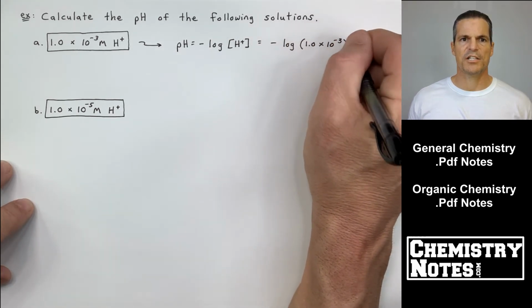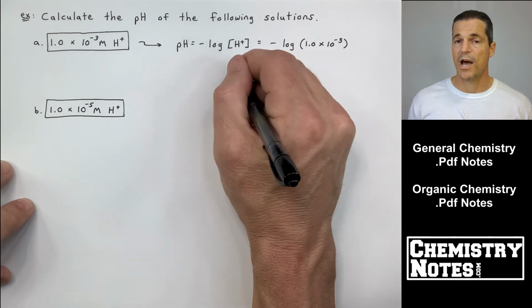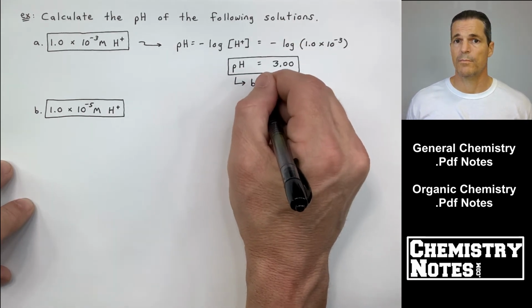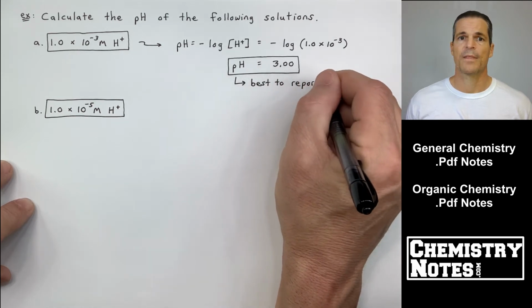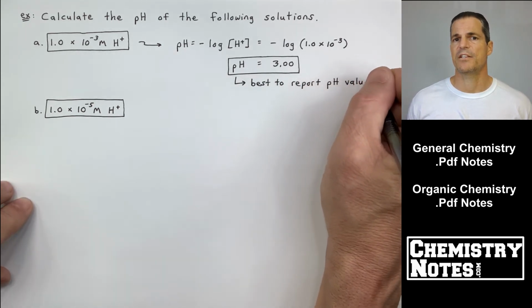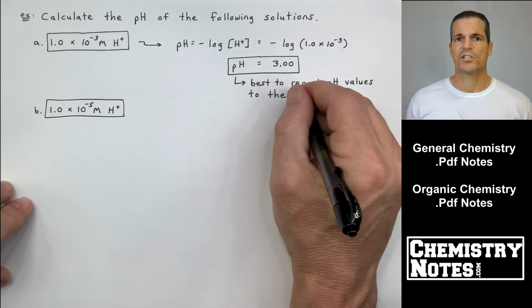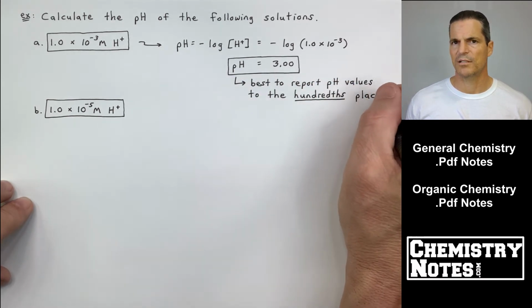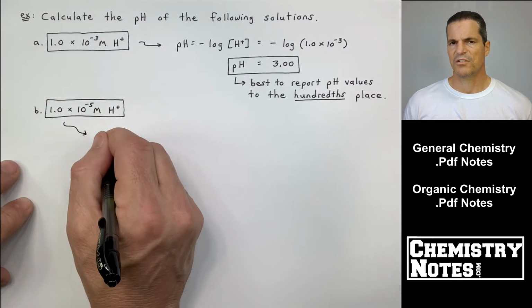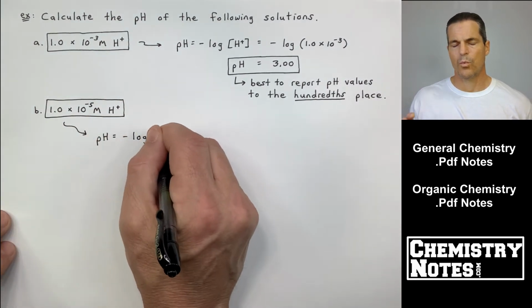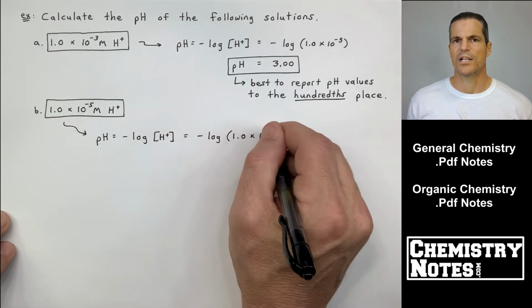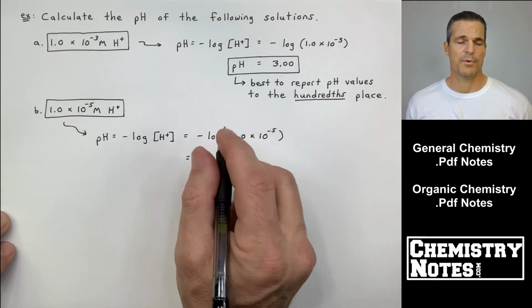All right, I'm given the H plus concentration. So pH is minus the log of H plus concentration. In other words, minus the log of 1.0 times 10 to the minus 3. If I put that in my calculator, I get a pH value of 3. So let's call it 3.00. It's always best to use 2 decimal places or the hundredths place for pH. It's just kind of how everyone does it. And there is a weird sig fig rule for taking the log of something. Just use 2 decimal places and you tend to stay out of trouble with that.